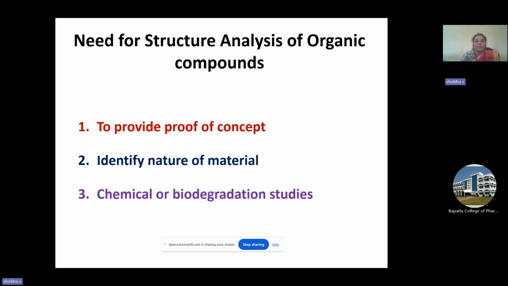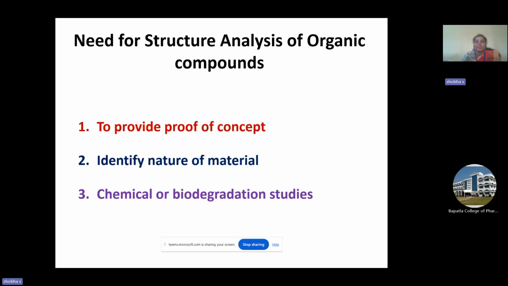Every compound has a unique structure. It definitely has some functional groups, like carboxylic acids, ester, alcohol, or amine or amide. So likewise, we need to know at least the basic moiety. Then only we go for the next step. For that reason, we need to do the structural analysis. It provides the proof of concept, and also we are going to identify the nature.